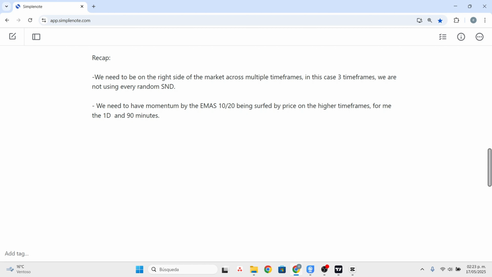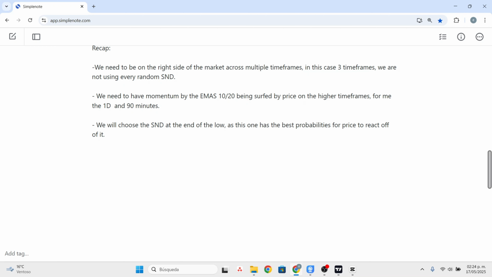Number 2, we need to have momentum by the EMAs 10 or 20 being served by price on the higher timeframes. For me, the daily and the 90 minutes. Number 3, we will choose the SND at the end of the low, as this one has the best probabilities for price to react off of it. Remember, this is on the 15-minute time frame or the execution time frame.